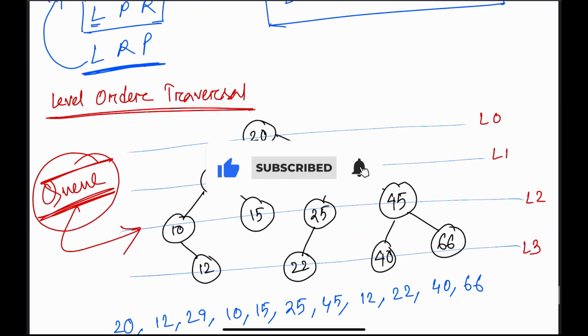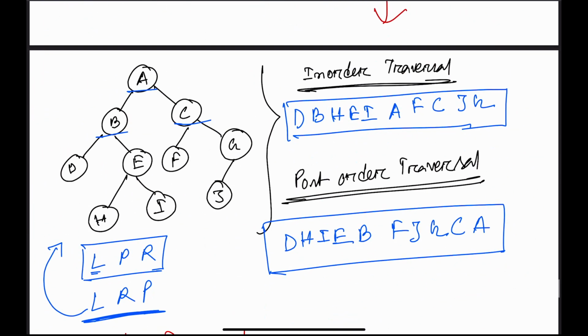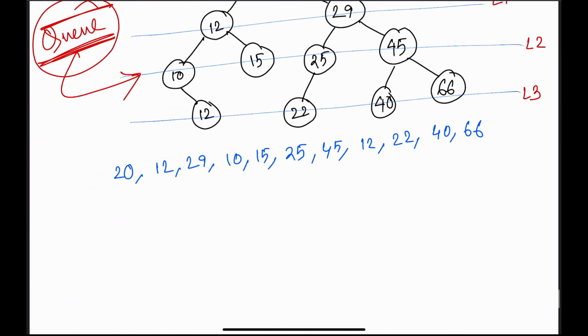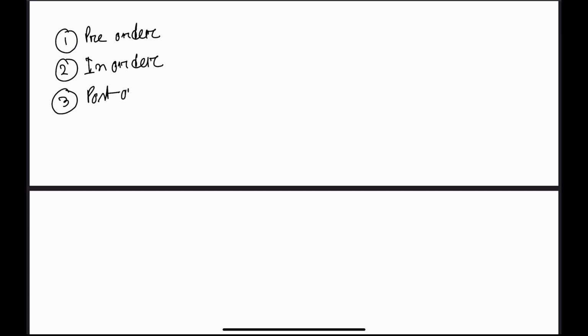So in the last video we went through how to find the traversal of a tree. The main traversals we covered were pre-order, in-order, and post-order. Correct?